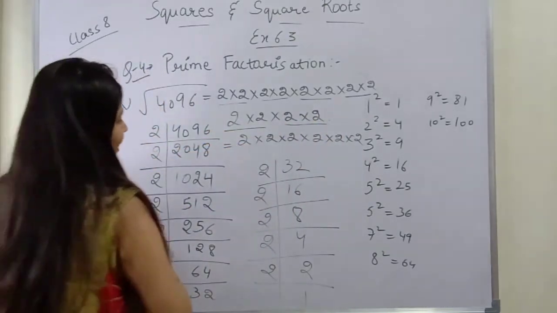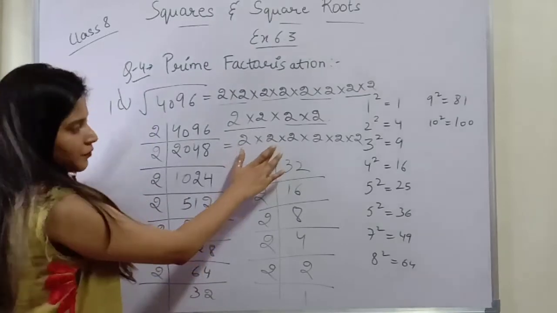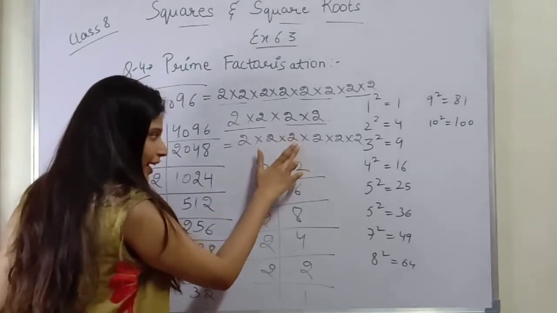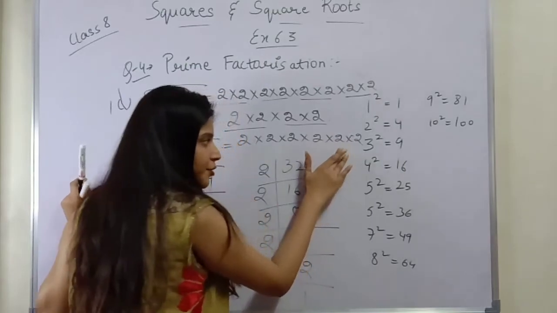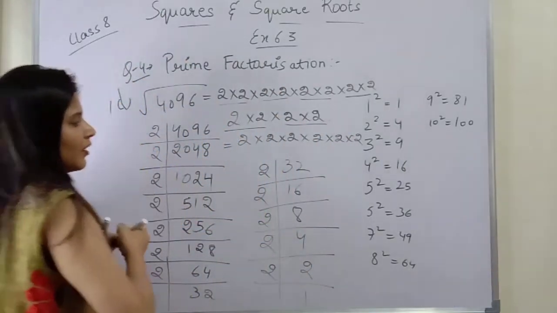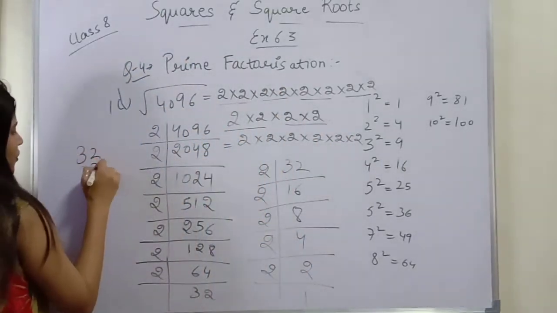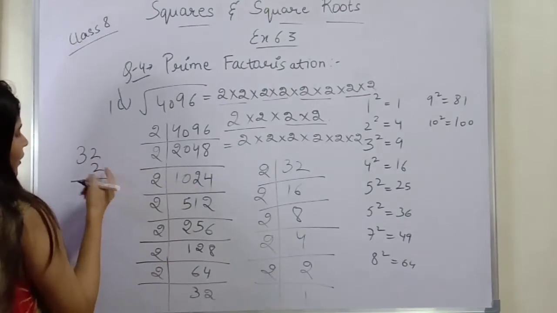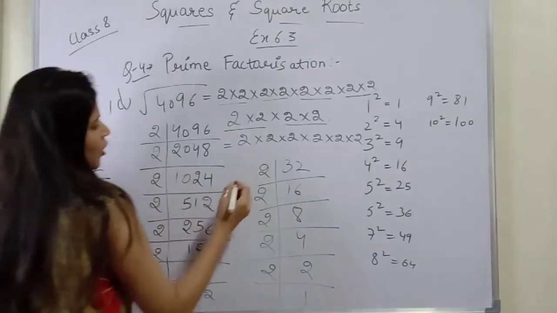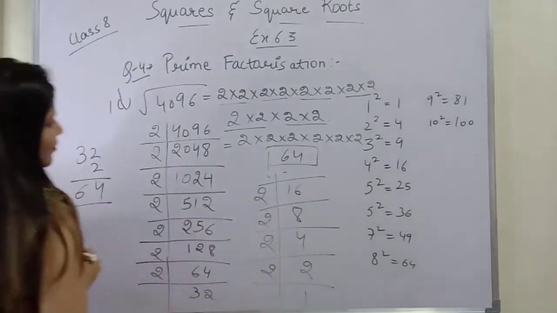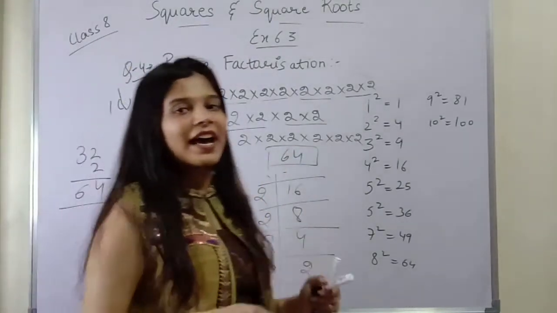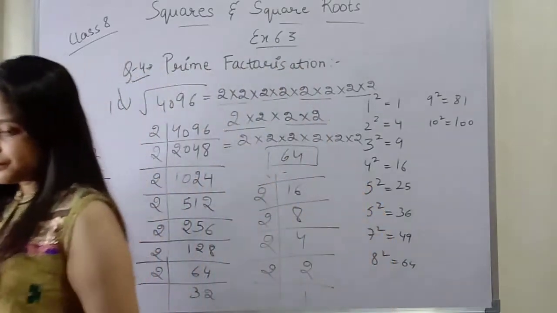So now let's multiply. 2 2s are 4, 4 2s are 8, 8 2s are 16, 16 2s are 32, 32 2s are 64. So it means 64 is the square root of 4096.